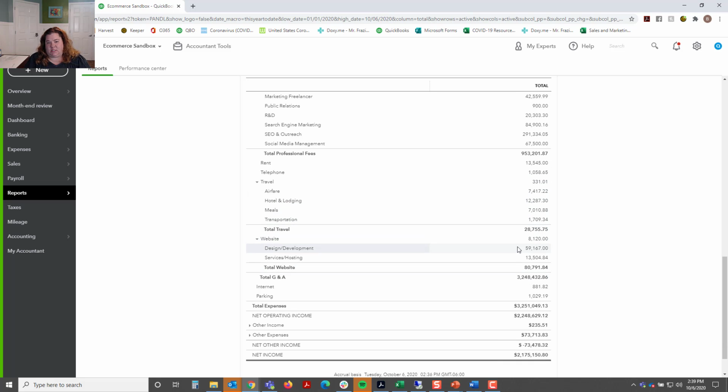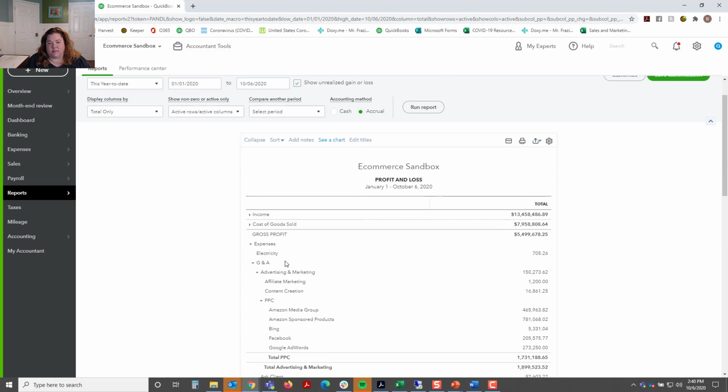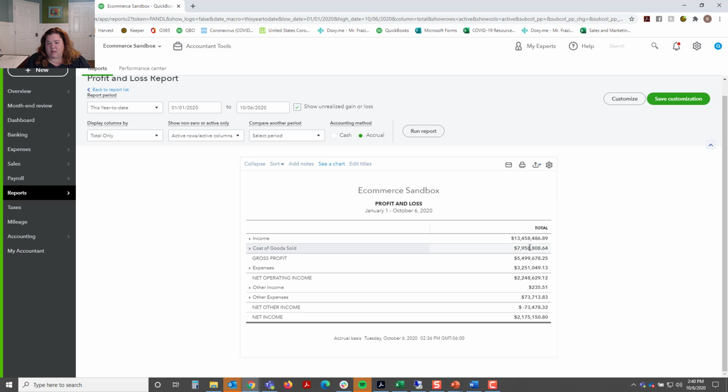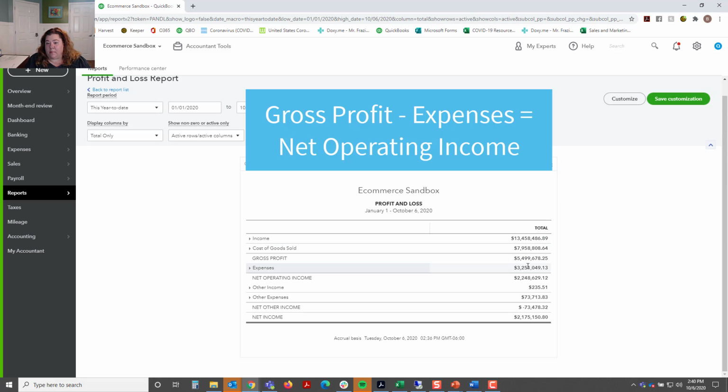You might see these kinds of expenses with any business, and any one of these expenses could disappear and you could still run a business. So for example, you don't have to travel to run a business. You do have to have products to run a business. So then you have income minus cost of goods sold is gross profit. Gross profit minus expenses gives you net operating income.